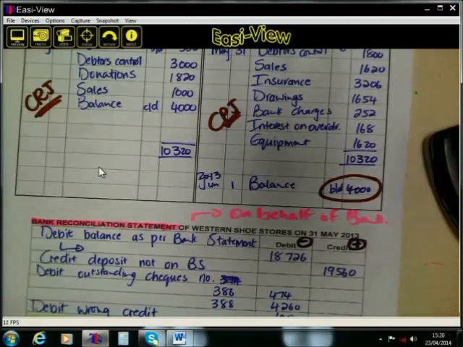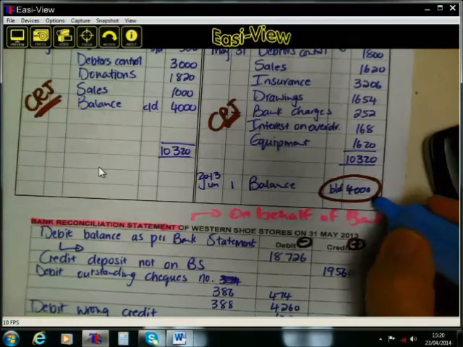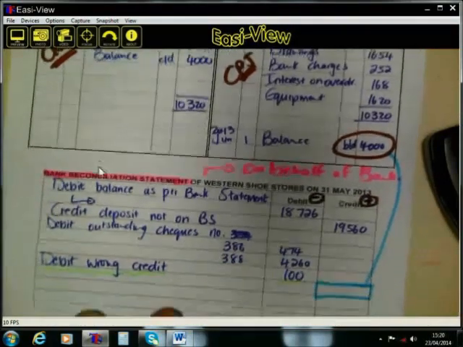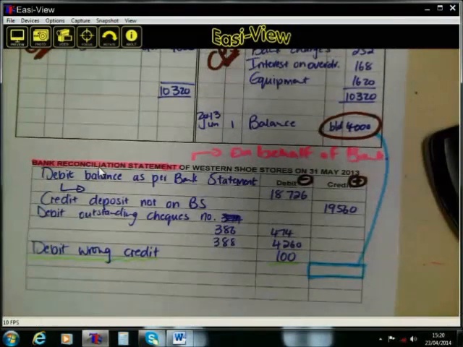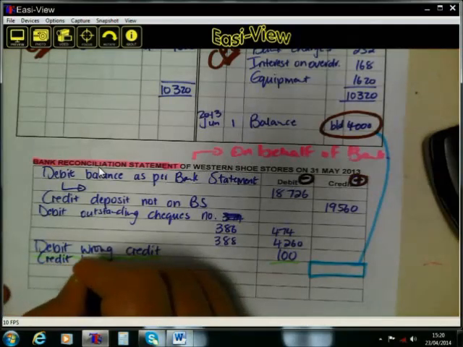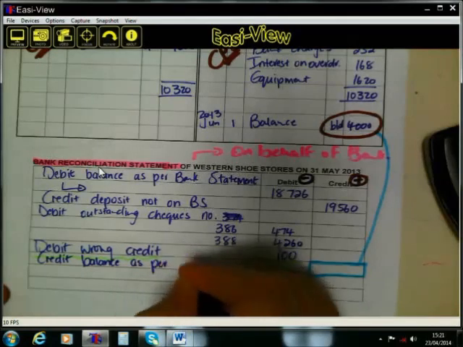But the moment that you've got that 4,000 there, you take it, you don't put it on the opposite side. You don't turn it around. You take it to the credit side of the bank reconciliation statement. So you put there, credit balance as per bank account.